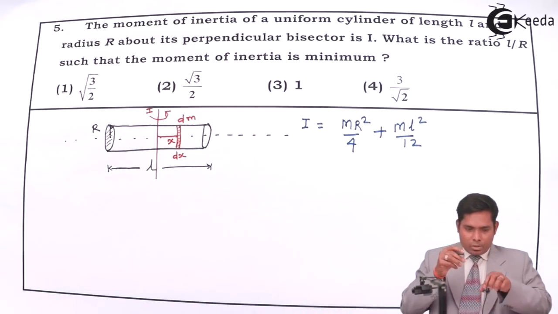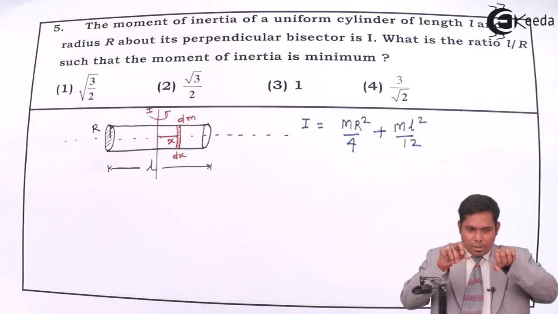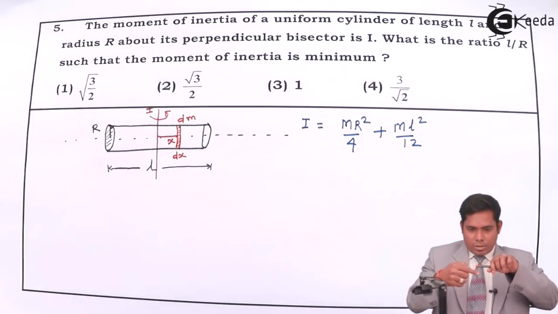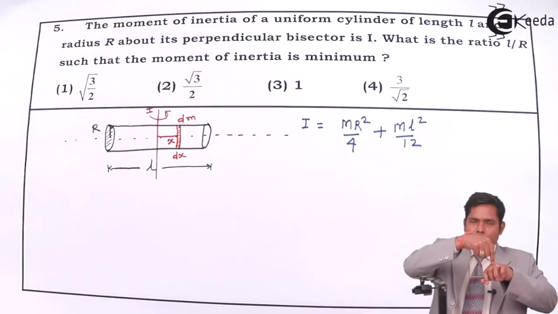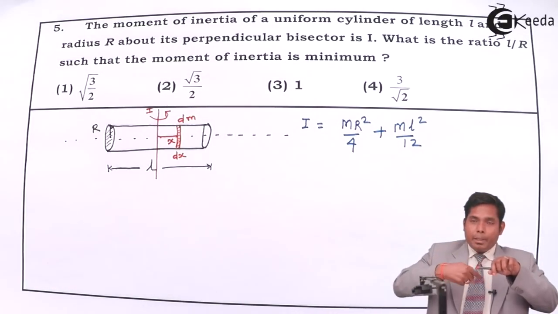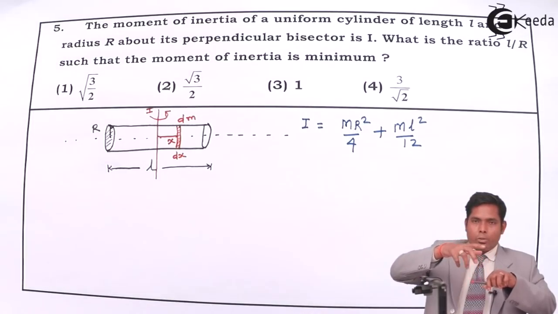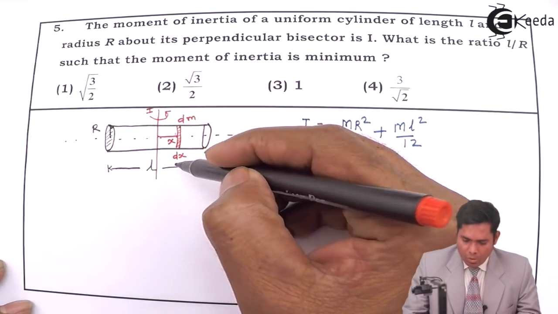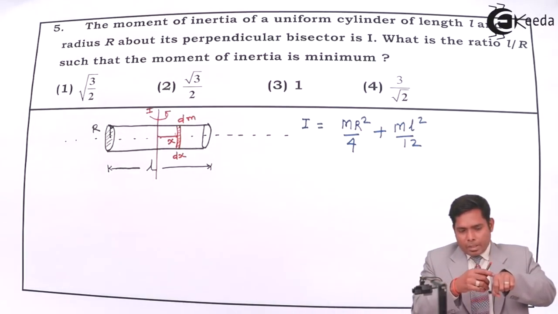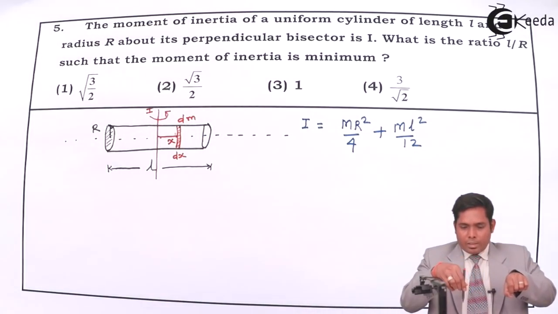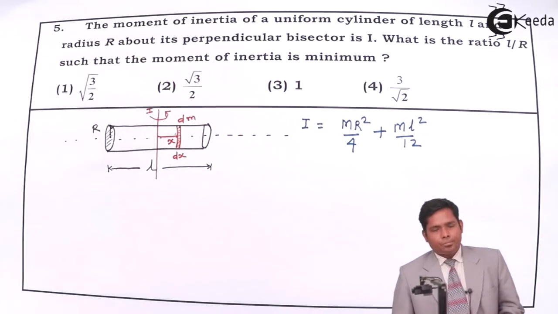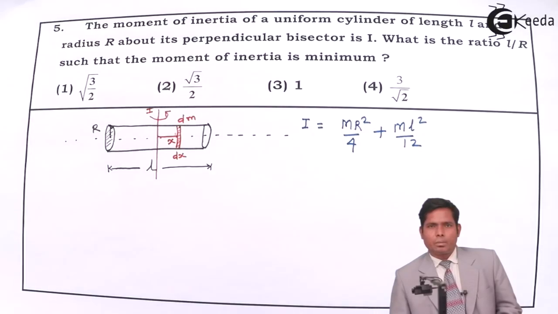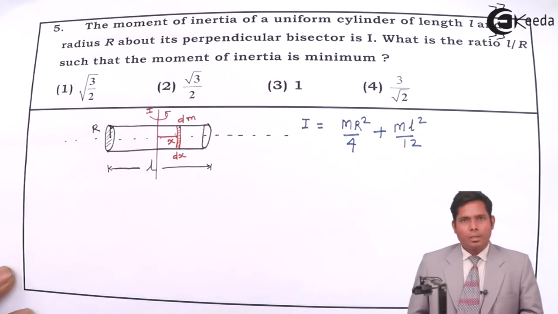Now imagine this is a cylinder and I have considered one portion here. The axis is like this and this disc is like this. How do we find the moment of inertia of this element about this axis? First you have to use the parallel axis theorem. First find the moment of inertia about the axis on the diameter. On the diameter, the moment of inertia of a disc is mr square by 4.